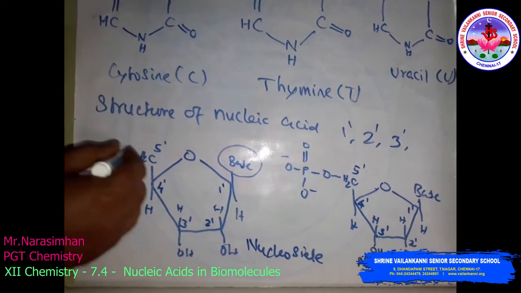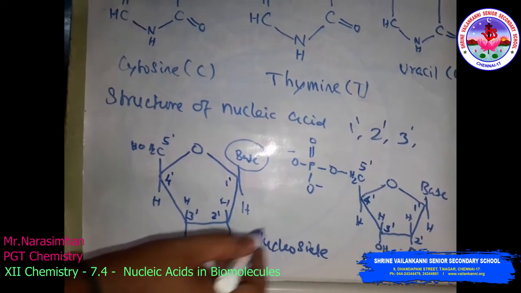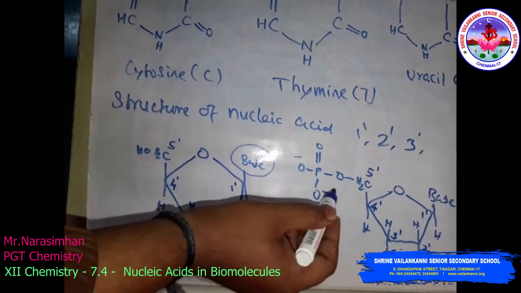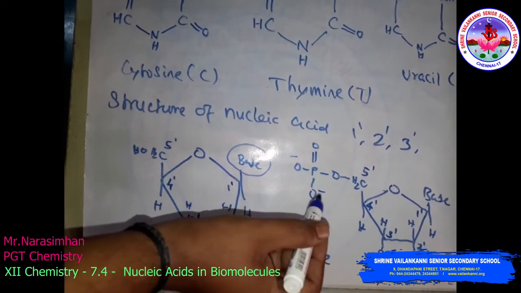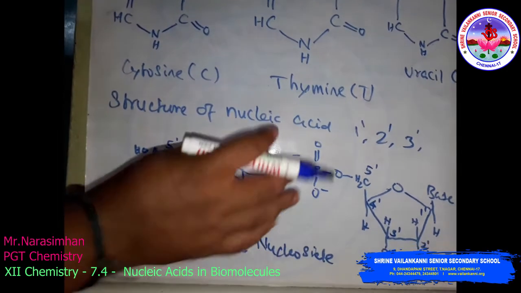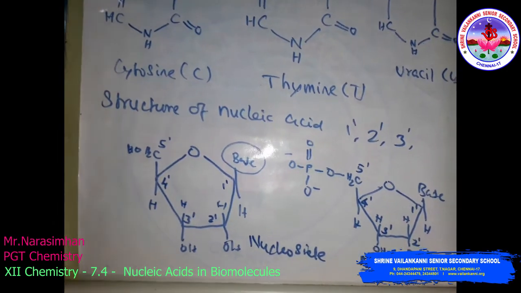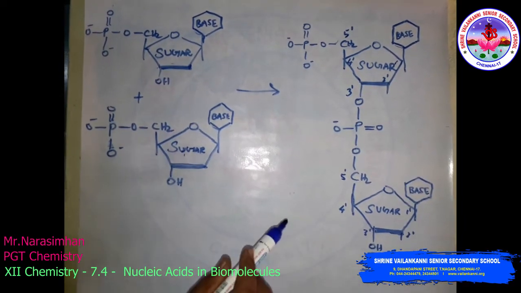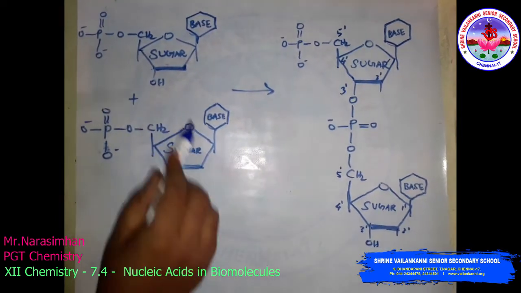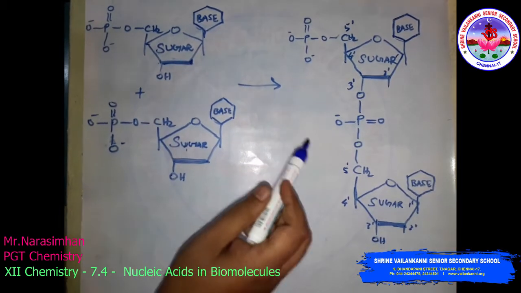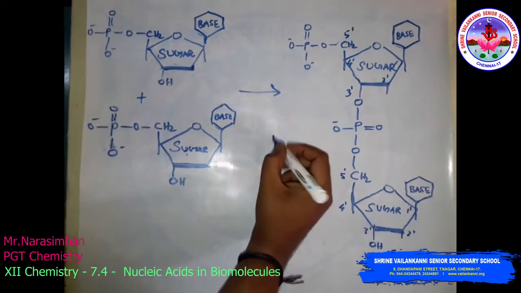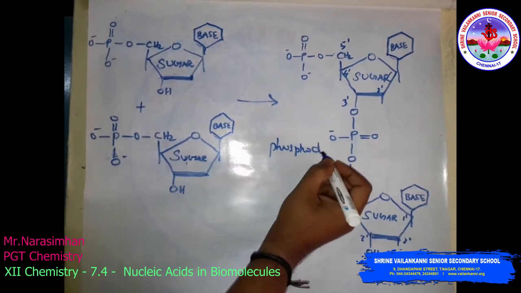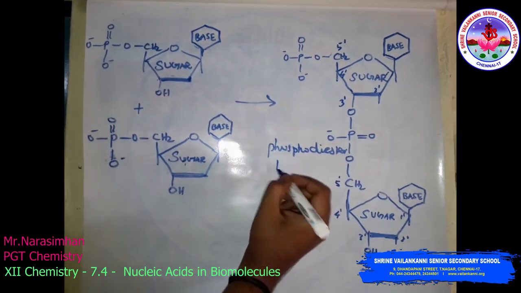Here no sugar moiety is attached, but here is the phosphoric acid at the 5 dash position. The nucleotides are joined together by a phosphodiester linkage also. See, here the nucleotides are joined together. The linkage between them is the phosphodiester linkage. This is the phosphodiester linkage.